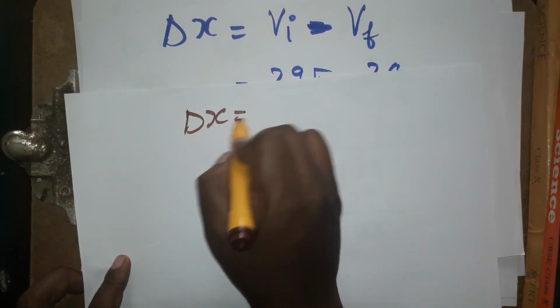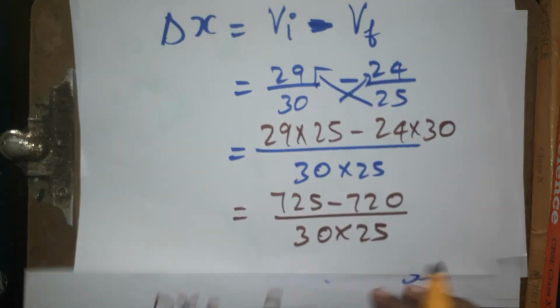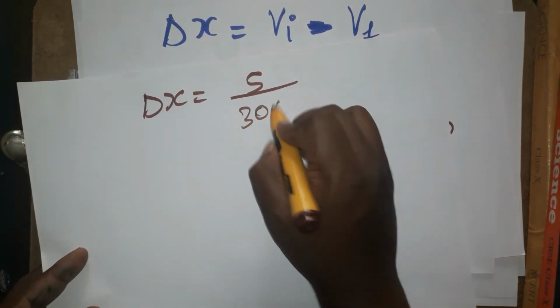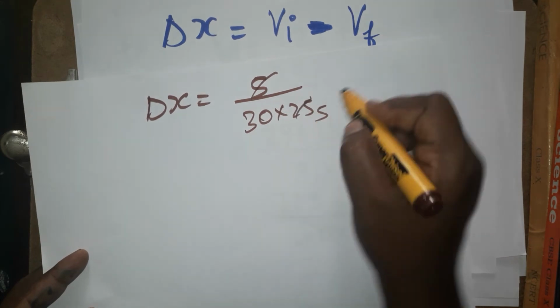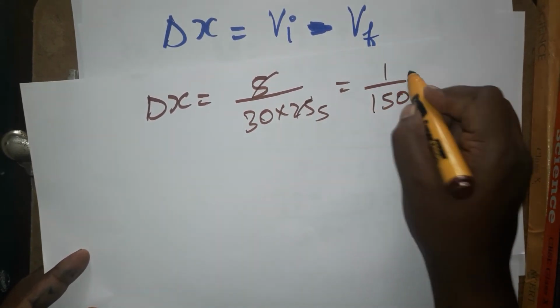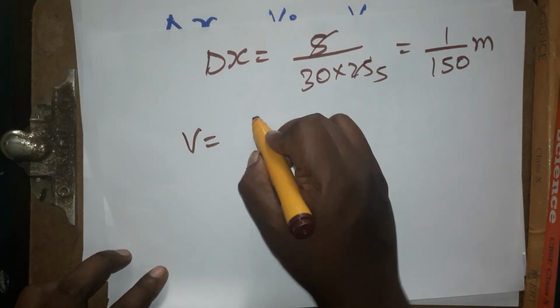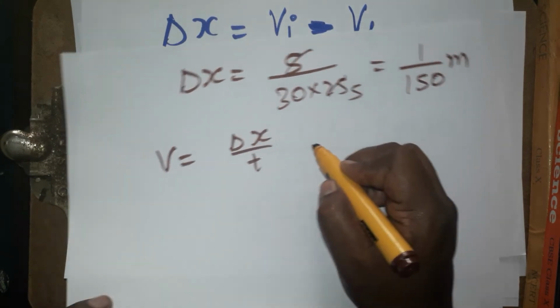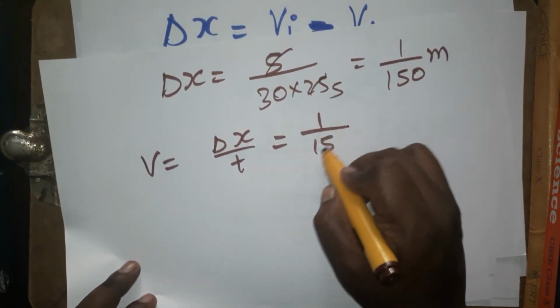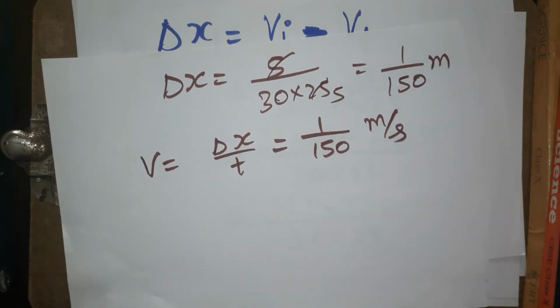This is going to be the change in distance. 5 divided by 30 into 25. So this gets cancelled 5 times, so 1 divided by 150. It is only meters. If you want velocity, velocity is equal to change in distance by time. Time taken was 1 second, so 150 meter per second. It's very simple.